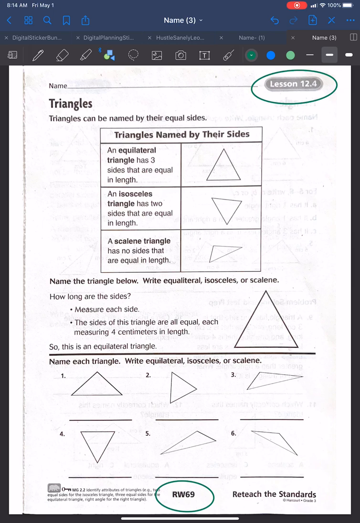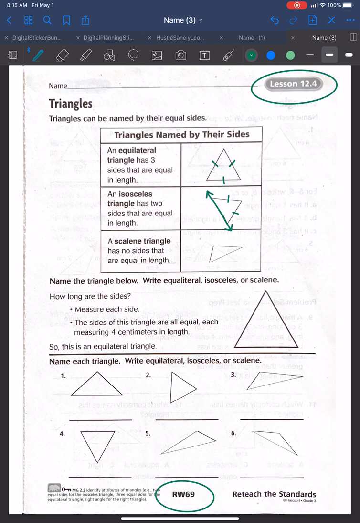Our three types of triangles are our equilateral triangle. This triangle has 3 equal sides. All of the sides are the exact same length. Our isosceles triangle has 2 sides that are equal in length, meaning 2 sides are the same and one side could either be longer or shorter.